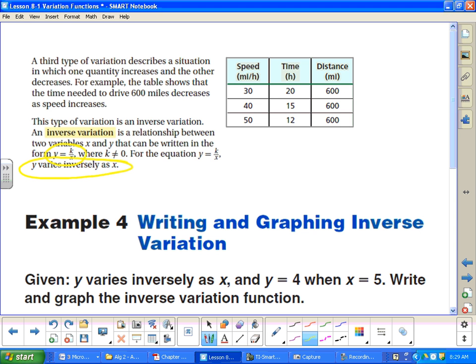Now I got too many yellows in there. Okay. So y equals k over x, which means y varies inversely as x does.